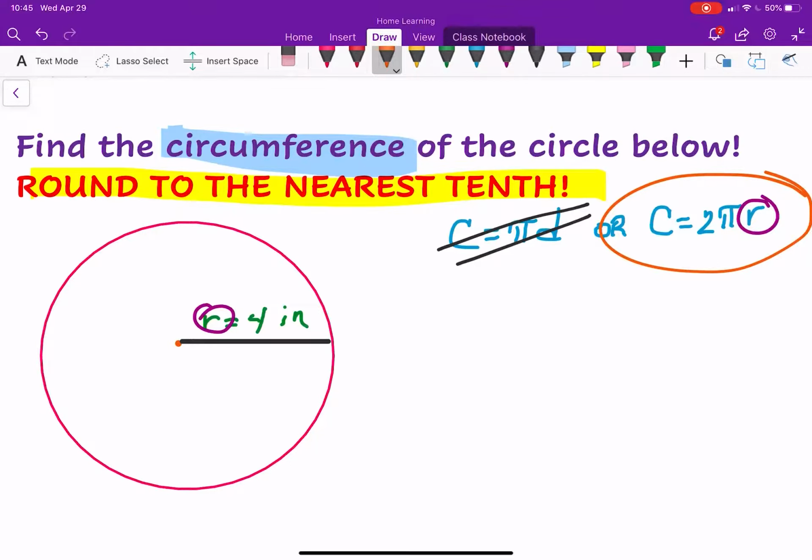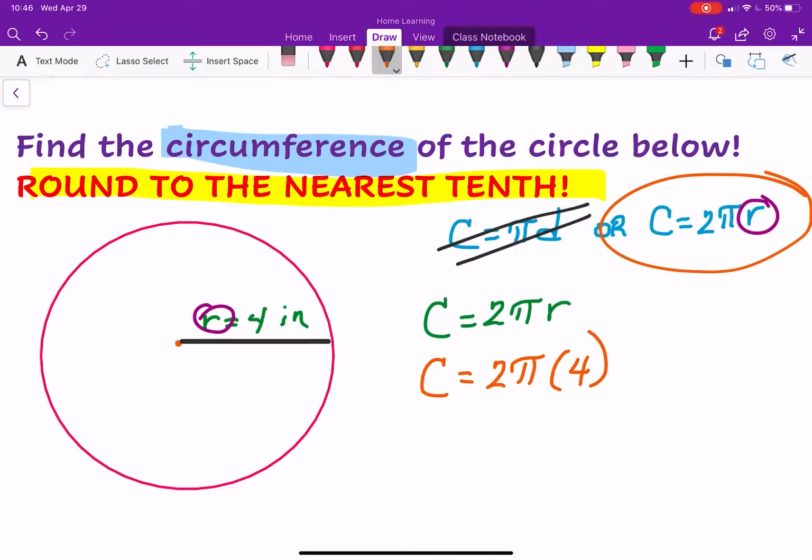So I'm going to rewrite the formula I'm going to be using. I have circumference equals 2 times pi times r. Okay? Now, based on my circle, I only know what r is equal to. I know my radius is equal to 4 inches. So I'm going to take that 4 and replace it with the r in the formula. So now I'm going to rewrite again. Circumference equals 2 pi times 4.